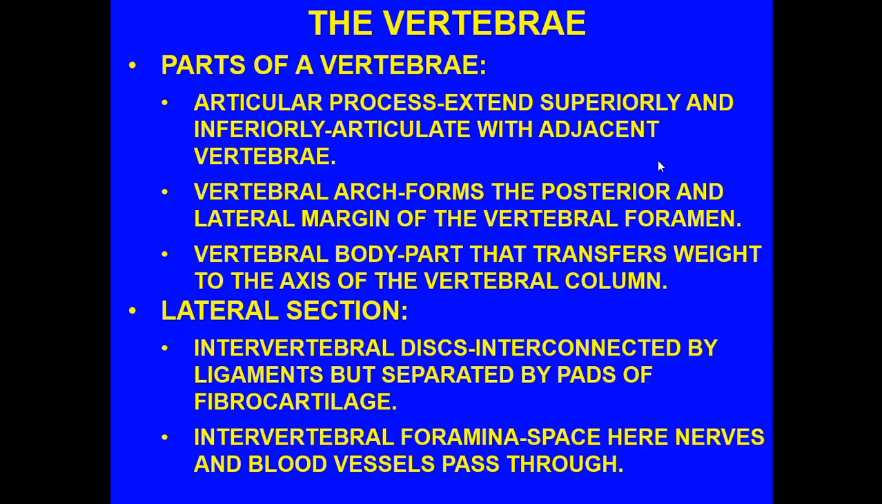When we talk about the lateral section, we have the intervertebral discs. These are interconnected by ligaments, but separated by pads of fibrocartilage. So basically, if you tried to stack them all together, those separated bones, here's the question: What am I doing wrong, Doc? Why aren't they all stacking together? Because in between them are these intervertebral discs, and aside of them, there are these stabilizing ligaments that help keep them in this somewhat straight line pathway. And then you have the intervertebral foramina, which is the space here where you're going to have nerves and blood vessels pass through.